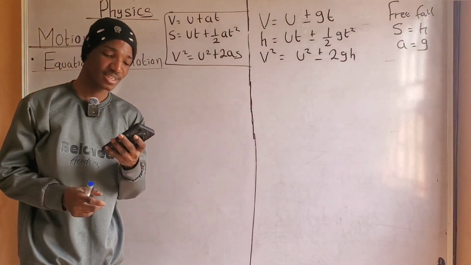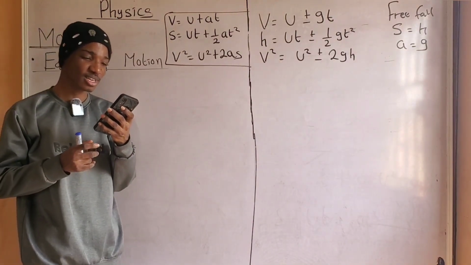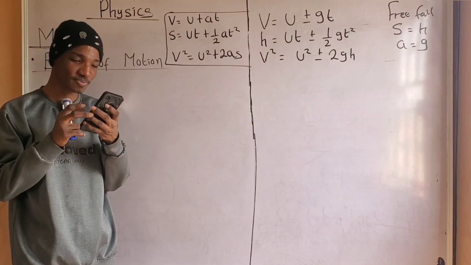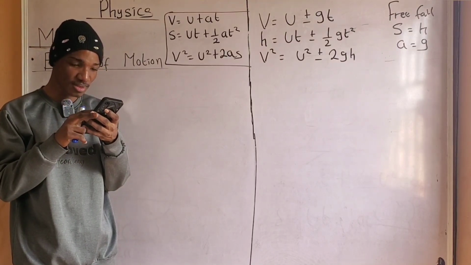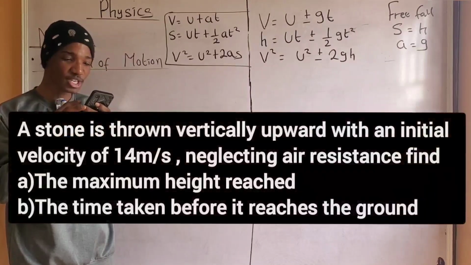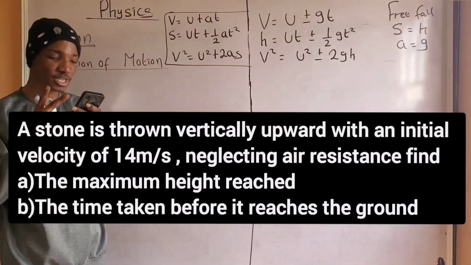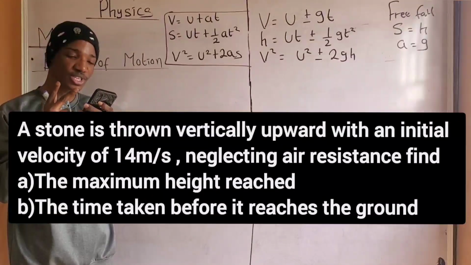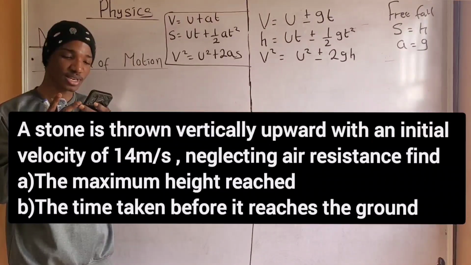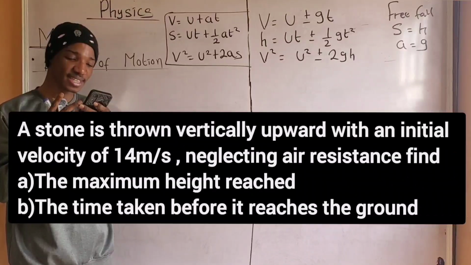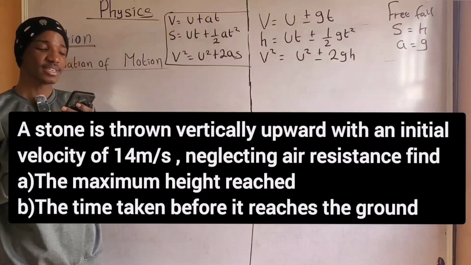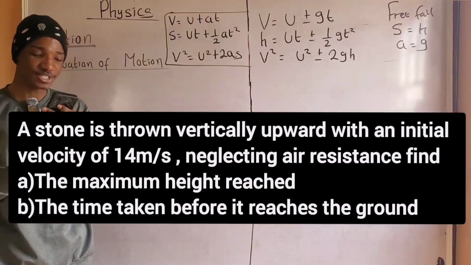Okay, let's look at a question touching on what we've discussed. A stone is thrown vertically upward with an initial velocity of 14 meters per second. Neglecting the air resistance, find the maximum height reached.